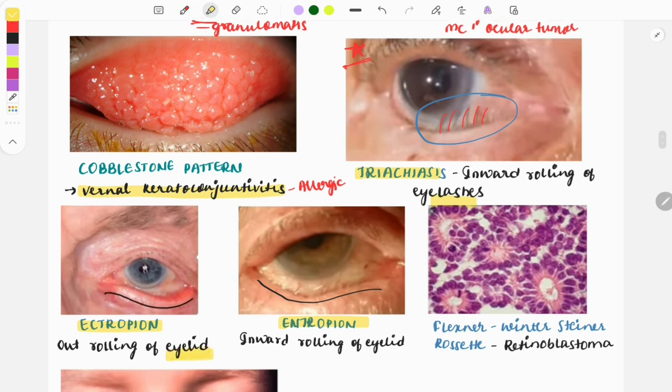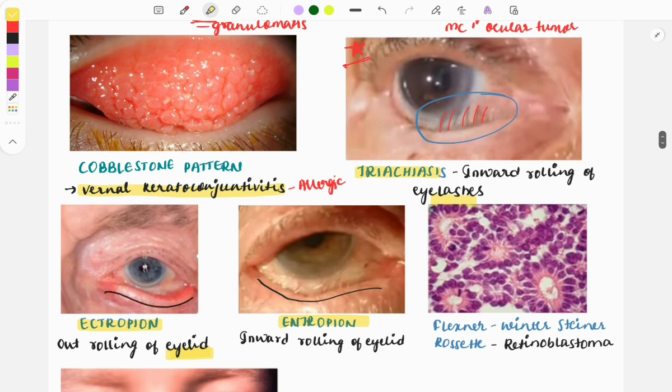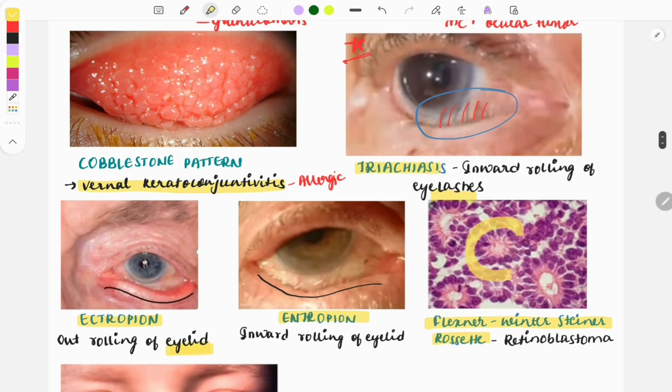Okay, then another classical finding of retinoblastoma on histopathological examination: you can see the Flexner-Wintersteiner rosette. This question can be asked in relation to pathology, or they will describe a case along with giving you this image. By looking at this image you can identify that it is retinoblastoma. As you can see in this image, a rosette kind of appearance, like a flower, like a rose. By looking at this you will be able to find it.